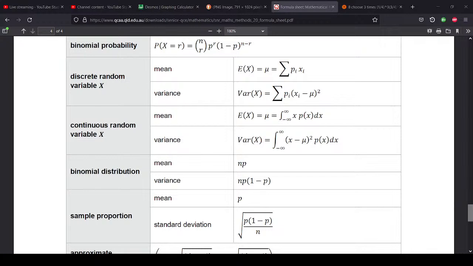Probability x less than or equal to 4 minus probability x less than or equal to 2 equals 0.48 minus 0.25, which equals 0.23 or something like that. Roughly 0.23. I've rounded these all early, so that's what it is.